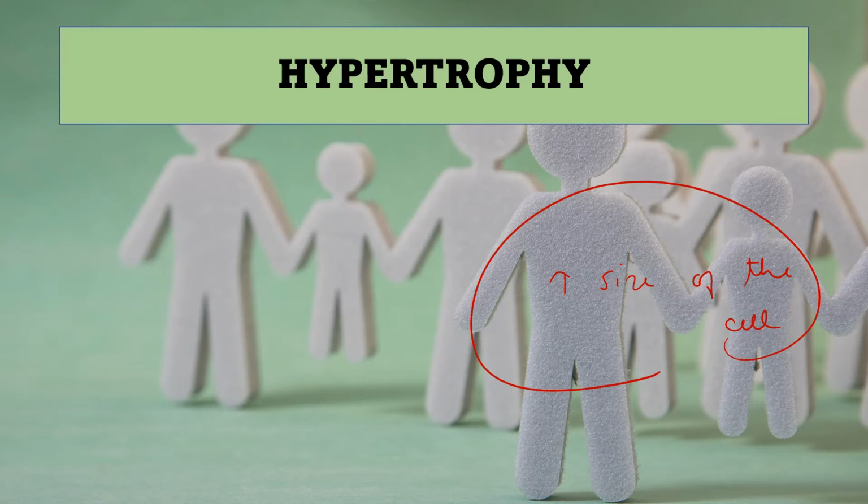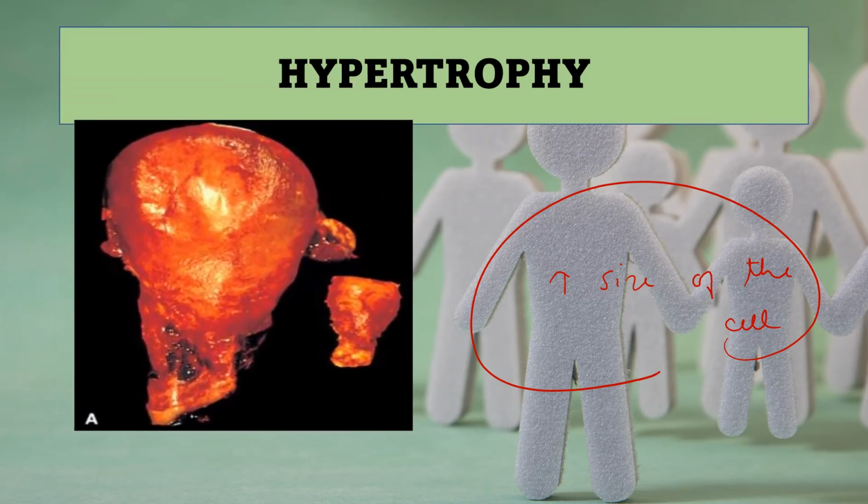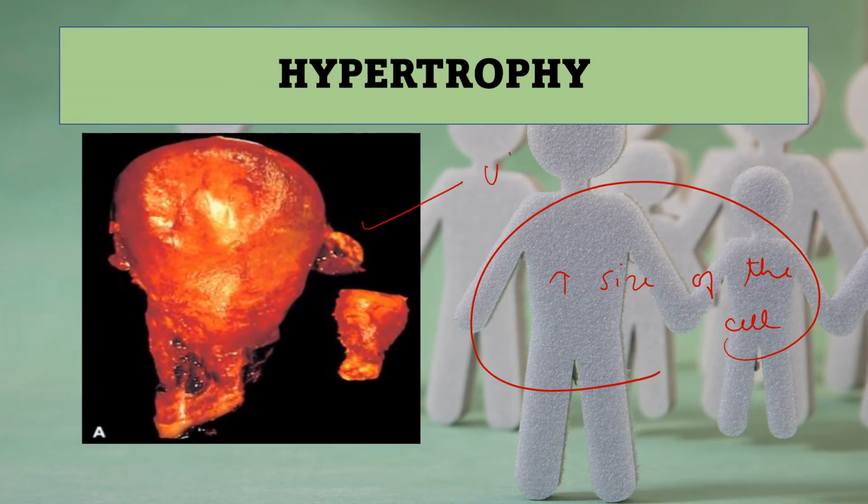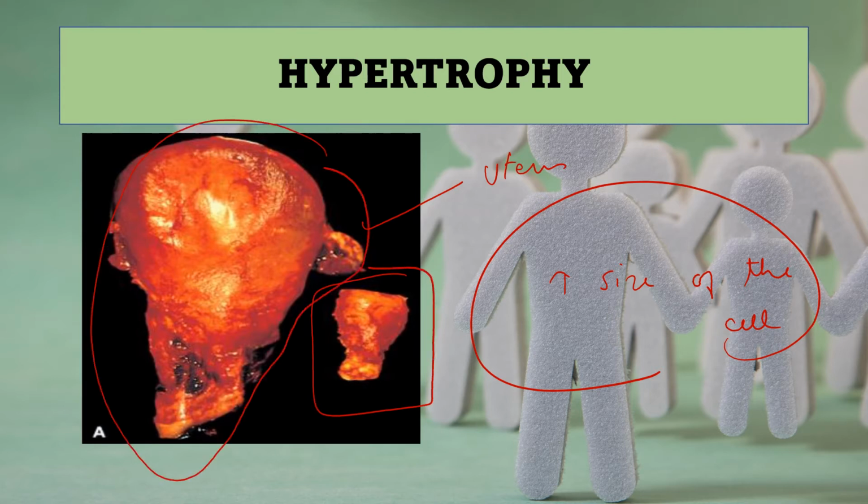So now let us see the medical conditions which cause hypertrophy. What organ is this? It's the uterus. This is the normal size of the uterus, whereas this is an enlarged uterus. This is a pregnant uterus or a gravid uterus. So look at the difference in the size. This is a normal uterus and this is a pregnant or a gravid uterus.